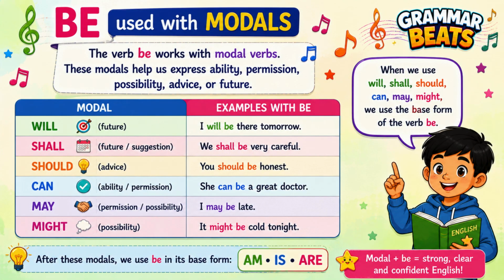Be is used with all the modal verbs. These modal verbs help us express ability, permission, possibility, advice, or future. Modal will indicates that we are going to talk about the future. Shall tells us that somebody is giving us a suggestion or advice. Should also tells us that the sentence gives advice. Can talks about ability. May asks for permission. Might talks about possibility. Let us now look at examples.